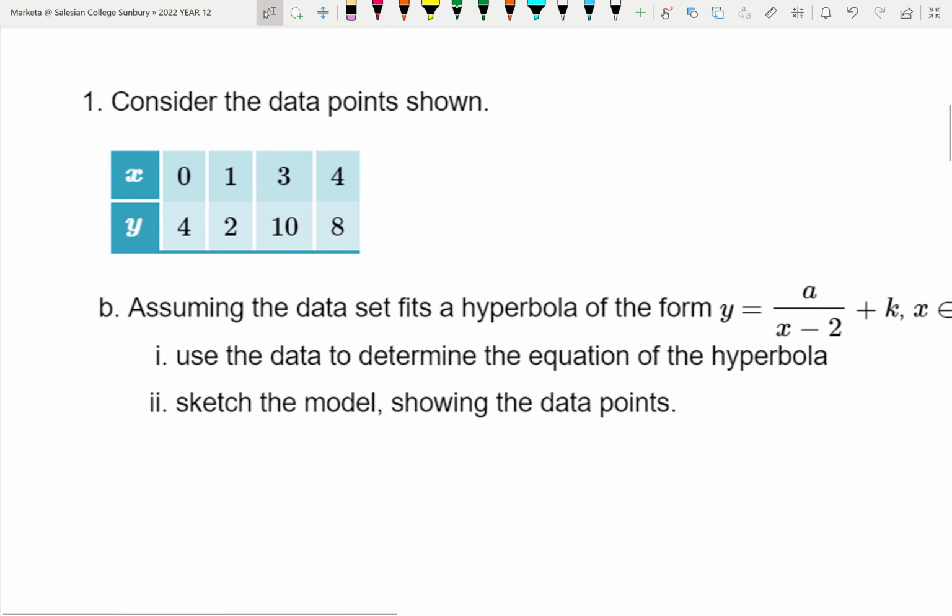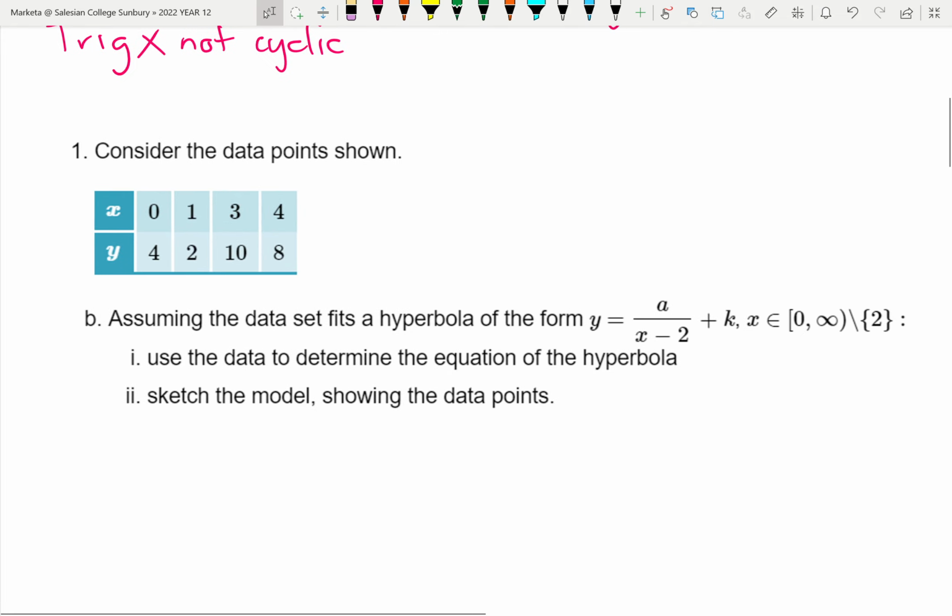So now with those data points, they're telling us to assume that it fits a hyperbola. So here's our hyperbola rule there, which is quite nice. You would know that rule anyway, but they've given it to us. Use the data to determine the equation of the hyperbola.